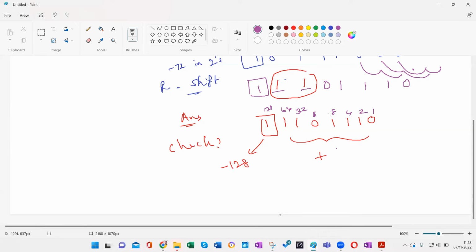96, 104, 108, 110, right? Is that correct? So now minus 128 plus 110. What's the answer? Minus 18. Our answer is correct. Understood? Is that clear?